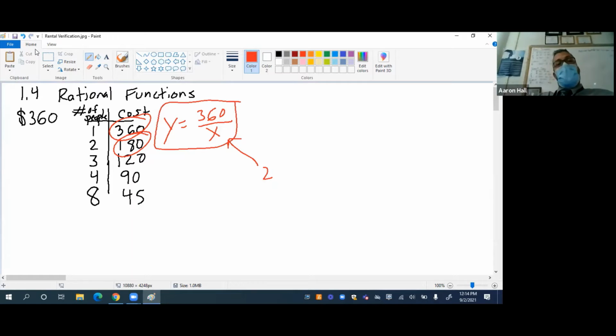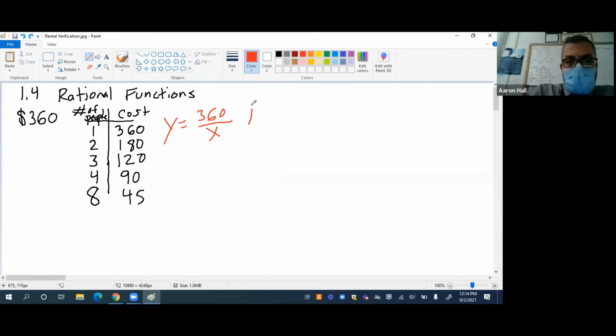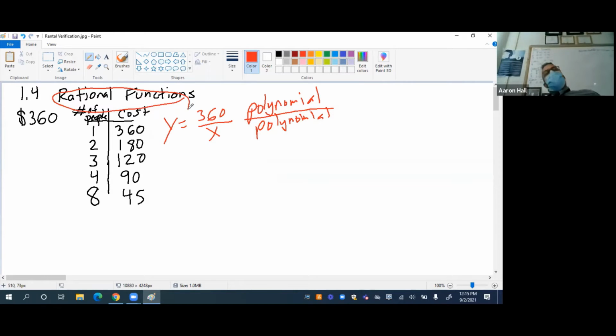Yes. Okay, now what you should notice is that we have a fraction. In fact, more specifically, we have a polynomial over a polynomial. In fact, that's the definition of a rational function. When you have a polynomial divided by a polynomial, the function family is rational functions.